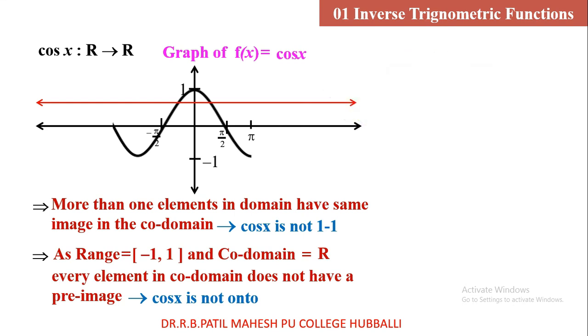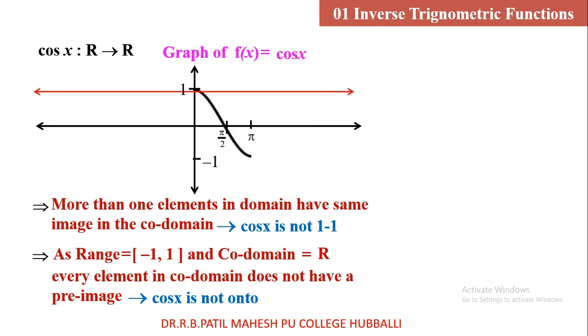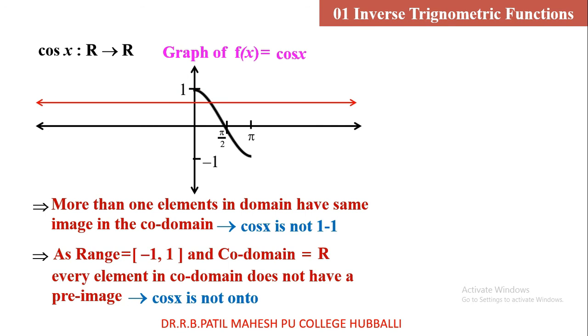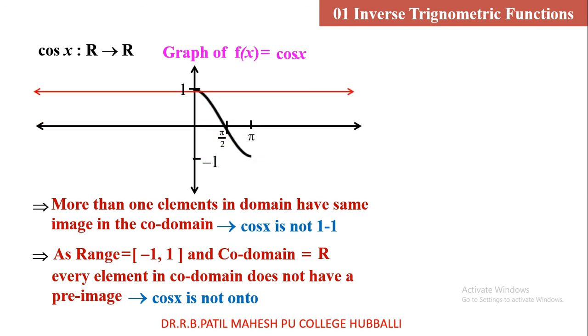So the restriction will be, you can observe, I have restricted the domain from 0 to pi, and you can observe the parallel line test. The parallel line is not meeting the graph at more than one point. It is meeting at only one point. Hope you are observing that. Hence it is a 1-1 function.